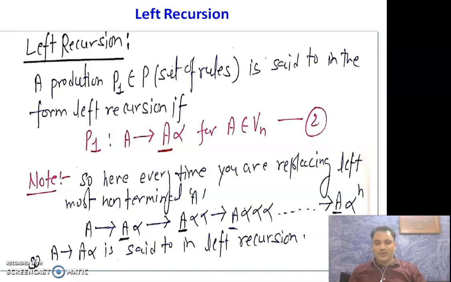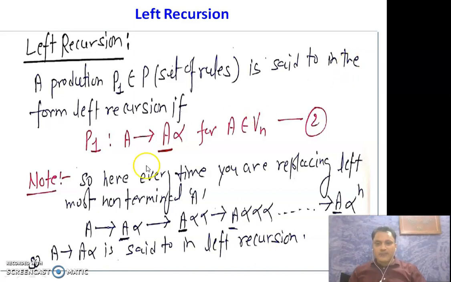I am very sure that all of you have learned the concept of recursion in first year while you were studying C. So here also the meaning of recursion is the same. I think you are aware of recursive functions. Recursive functions are those functions which call themselves. So here we can carefully establish the analogy between left recursion and the recursive function.